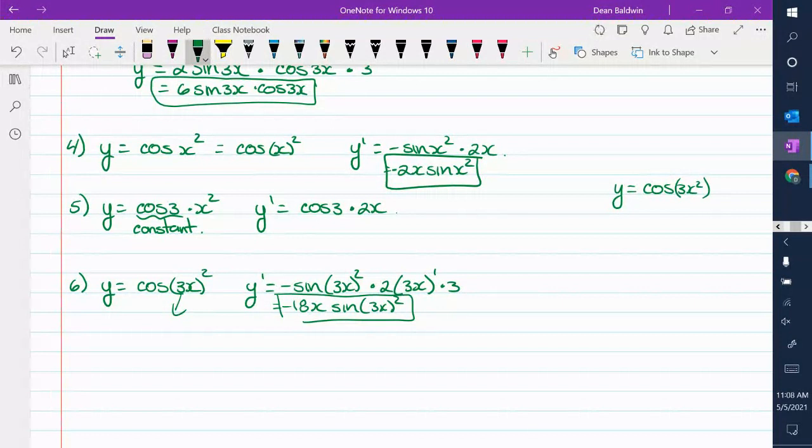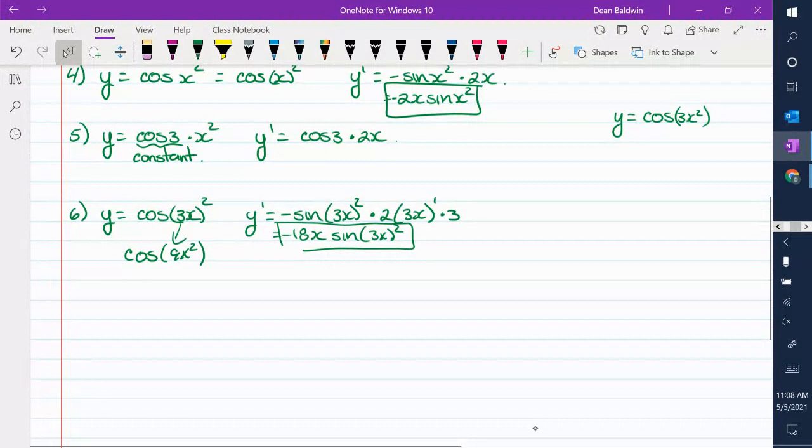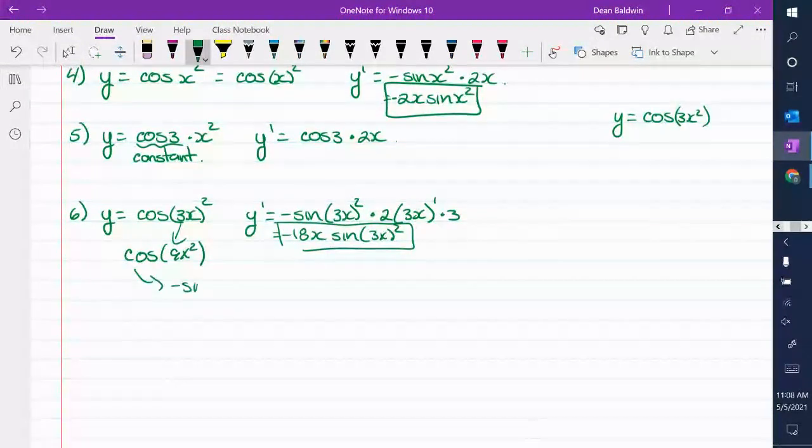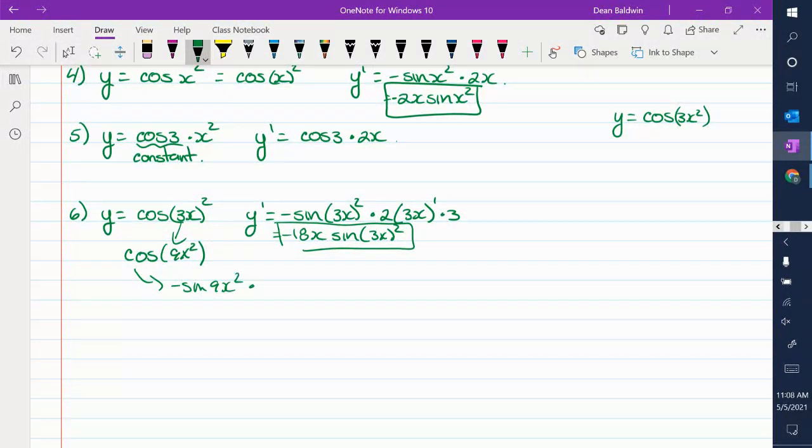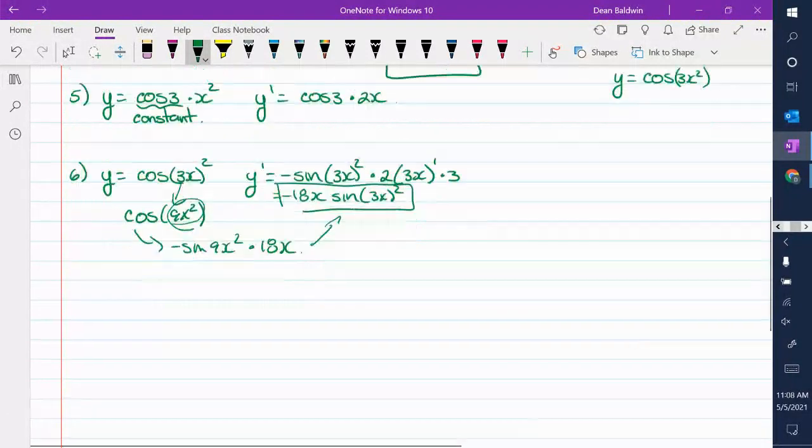You could also do this, because that's being squared. It's like that. And then do the derivative. So it's negative sine of 9x all squared times the inside derivative. The derivative of that is 18x, which is the same as that. There's always multiple ways to do these things, depending on how things look to you.